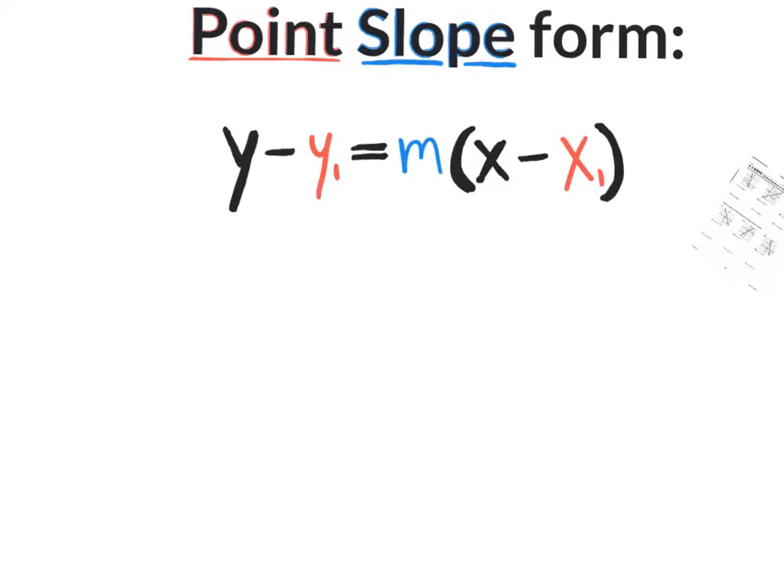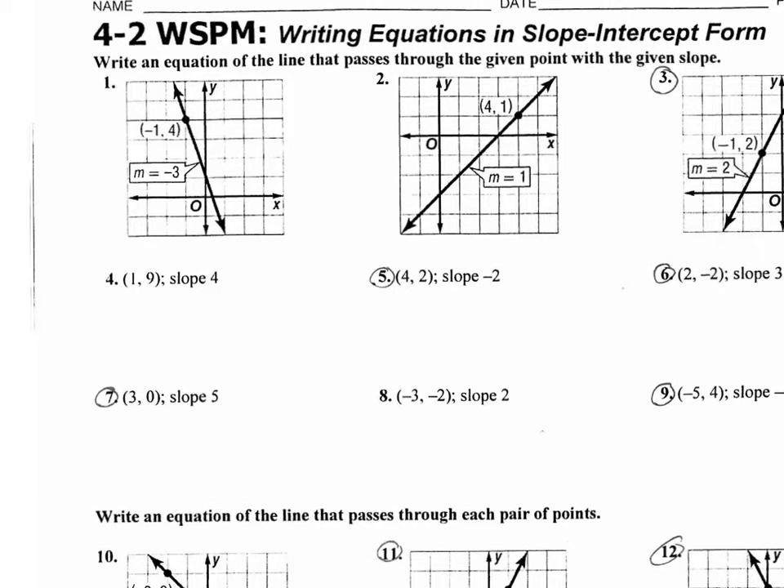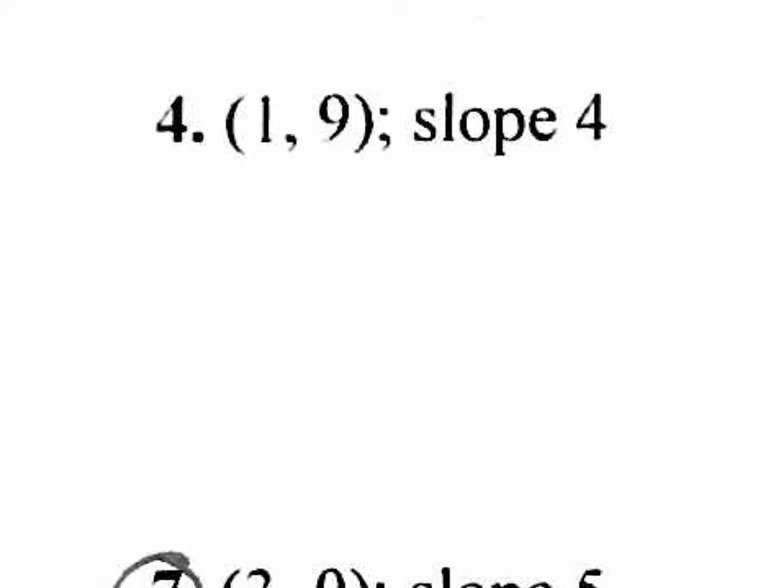You guys remember last week we were doing this worksheet right here? And we were writing equations. Like number 4, if they gave you a point and a slope, what did we have to do last week? You need to write an equation. You want to write it in slope-intercept form. You need 2 things to write it in slope-intercept form. What are they? Wow, nobody remembers? You need an m and a b.